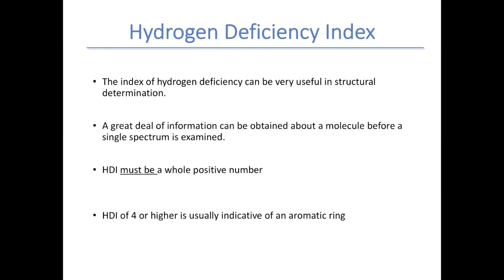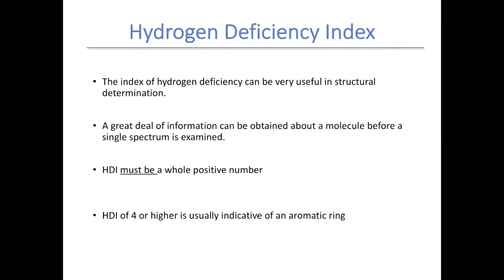An important thing to note is that the HDI must be a whole positive number to be a reasonable formula. If you do not have a whole positive number, your formula cannot be considered reasonable. And a good rule of thumb is an HDI of 4 or higher is usually indicative of the presence of an aromatic ring.